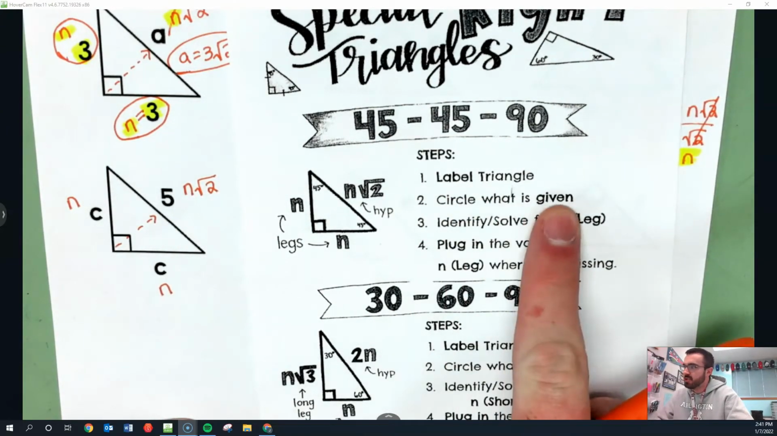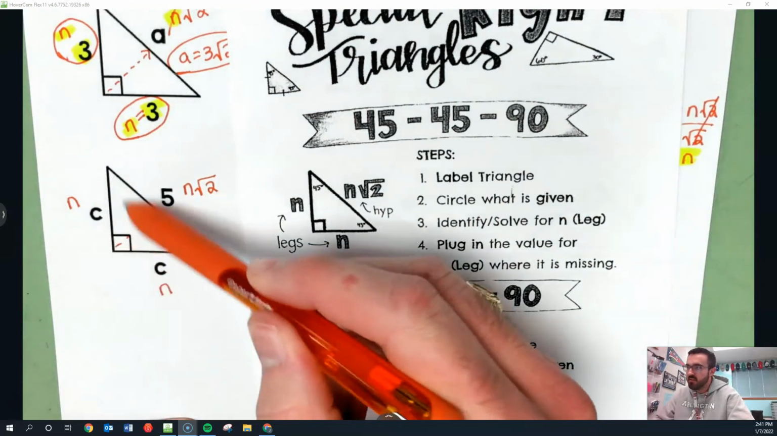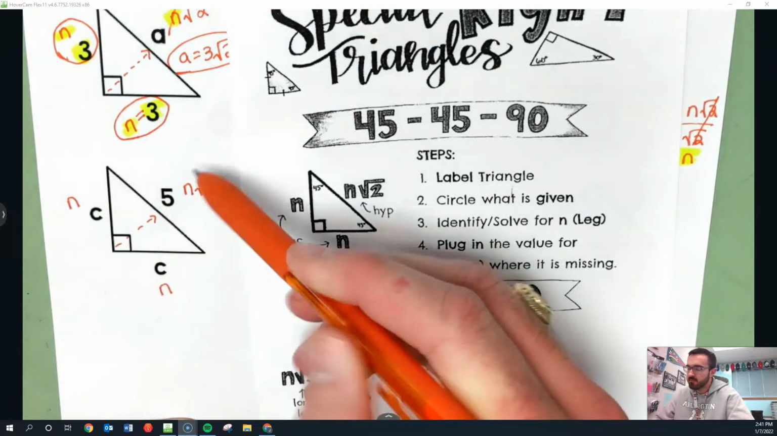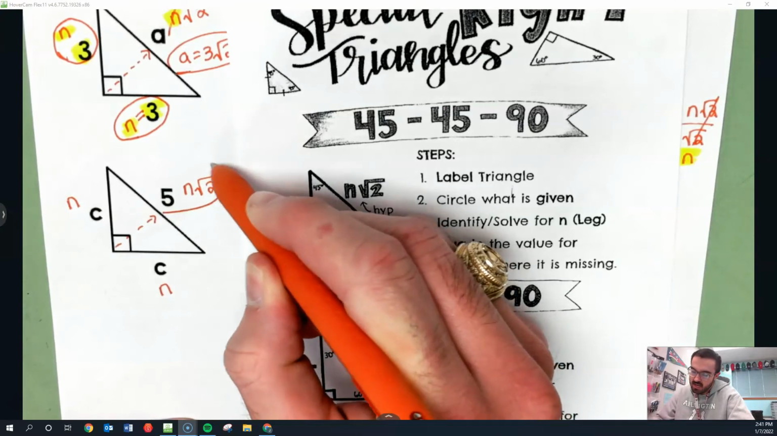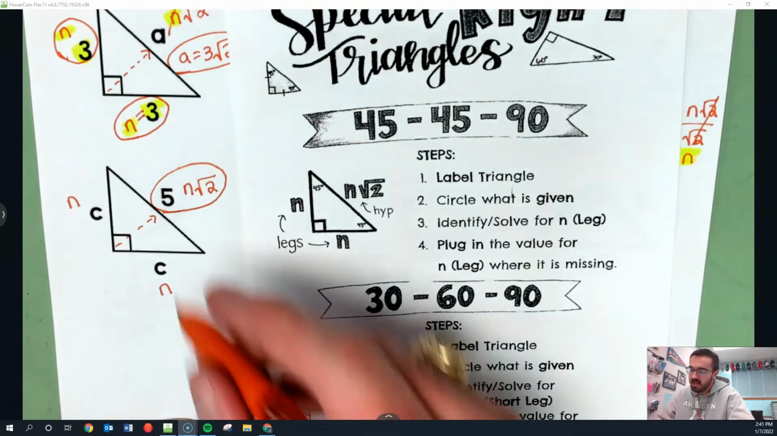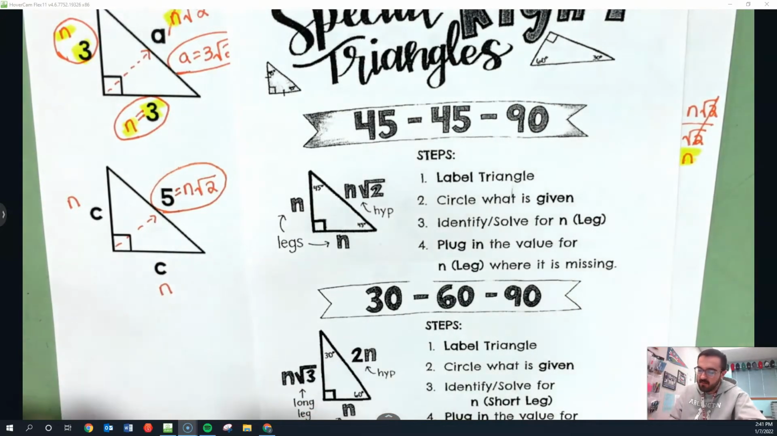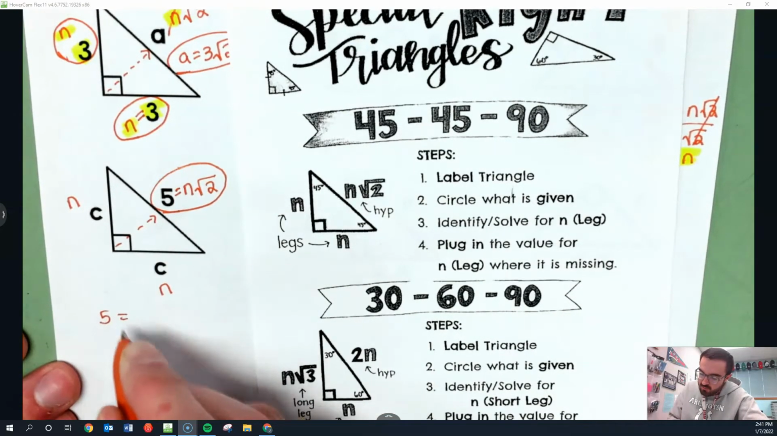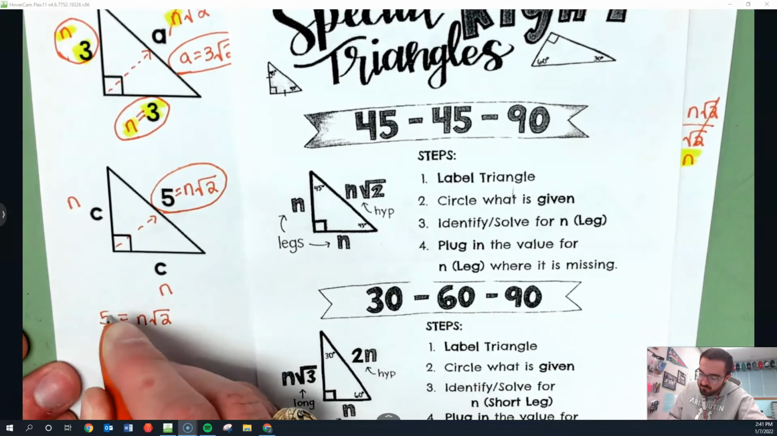What are we going to do? Circle what is given. You should now understand that we're not going to circle the variables. We're going to circle a number, right? Something that's actually given to us. At this point, we can make an equation out of that. So 5 would equal n square root of 2.